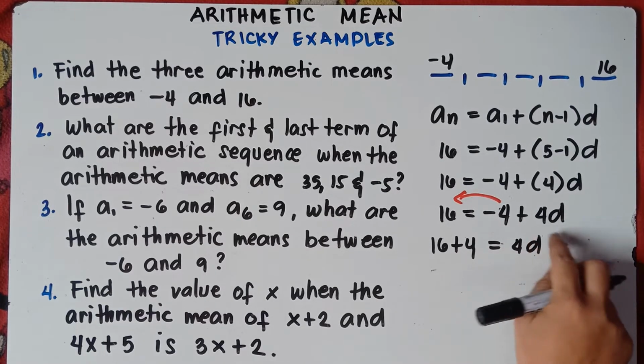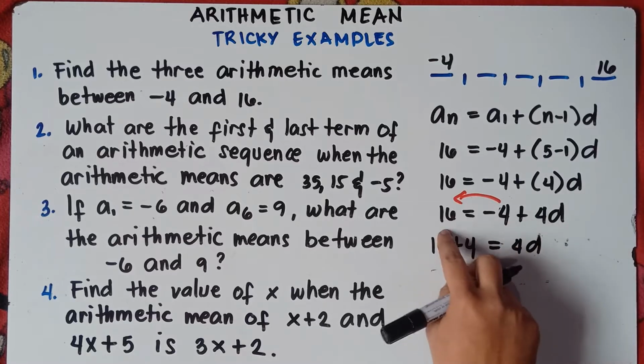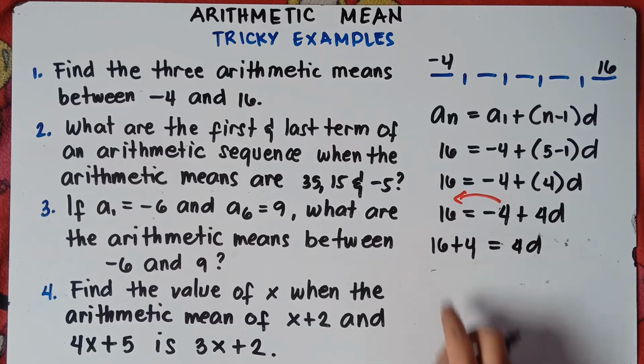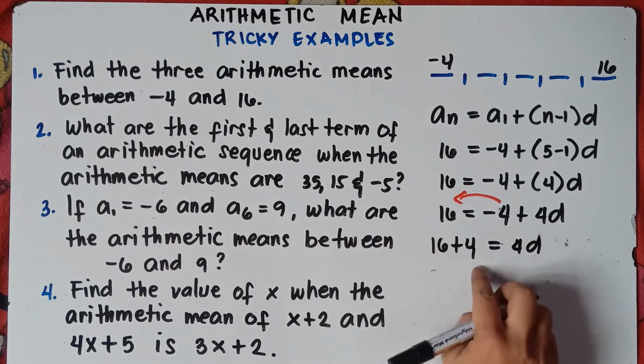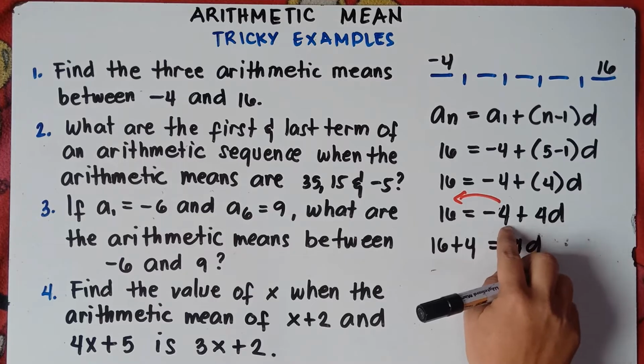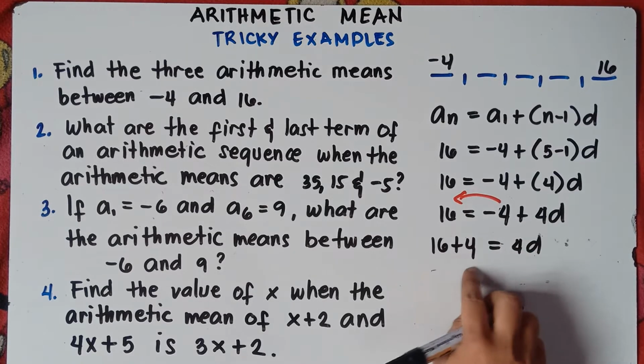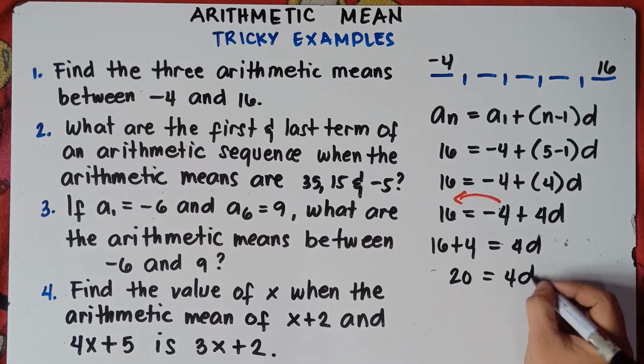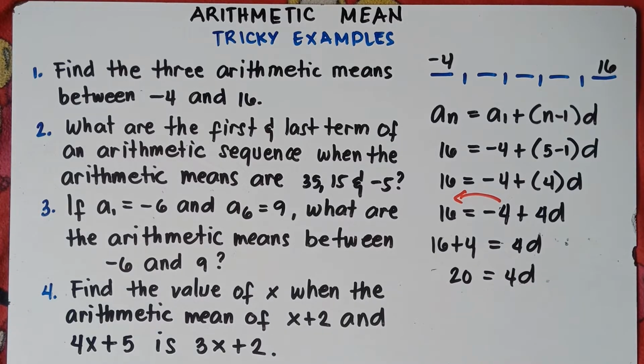Once again, you don't need to divide both sides by 4 yet. You just simply transpose this -4 from right to left, and this will be 16 plus 4. Once you transfer a term across an equation, you always change the sign. So this will be 16 plus 4, that would be 20, equals 4D. You will get the same answer, class, as a while ago.